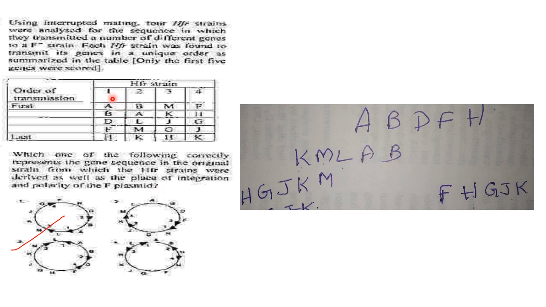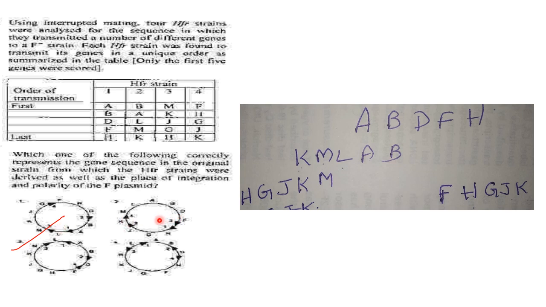So the first HFR strain, that is A, B, D, F, H. So we write it over here. The second one B, A, L, M, K. Third one M, K, J, G, H. Fourth one F, H, G, J, K. So if you see all the options, option 1, if you see A, B, D, F is here, H is here, that is not correct.